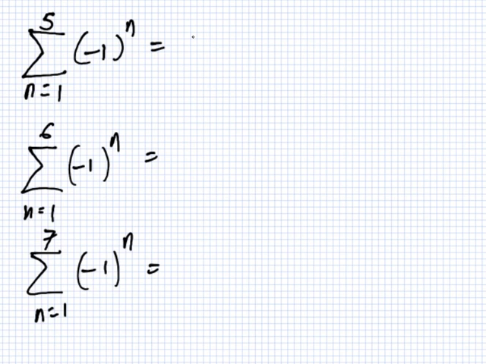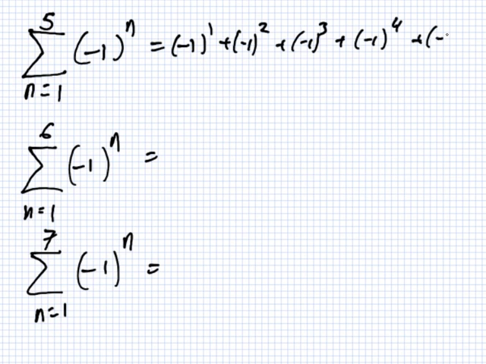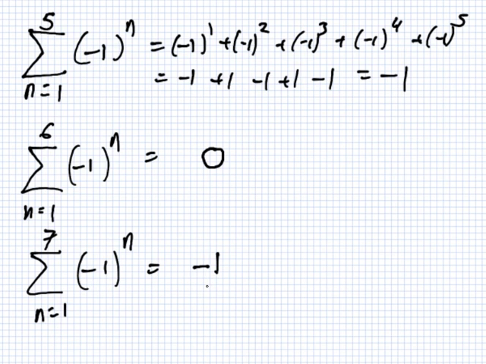So what did we get for the first one? Minus 1, was it? So you have minus 1 power 1, plus minus 1 power 2, plus minus 1 power 3, plus minus 1 power 4, plus minus 1 power 5. So that's minus 1 plus 1, minus 1 plus 1, minus 1, which is minus 1. Okay. And this one here is 0. And likewise, this one here would be minus 1. So what type of series is this then? Periodic. Periodic, yes.